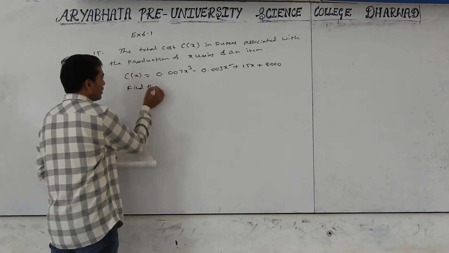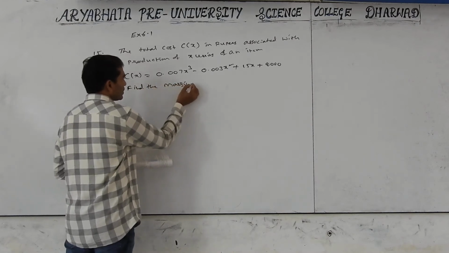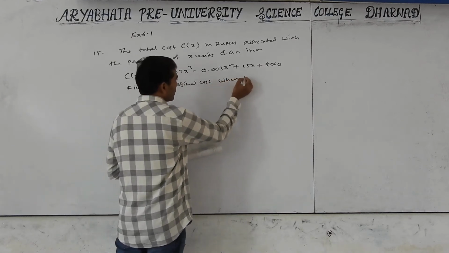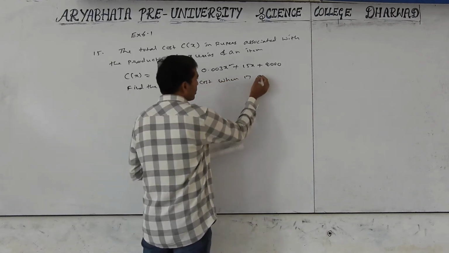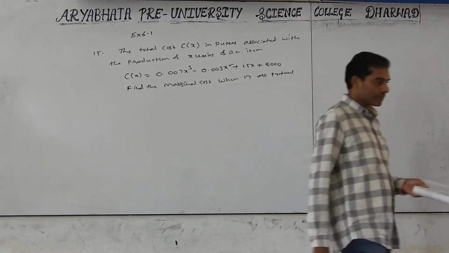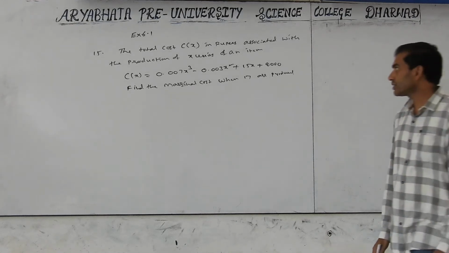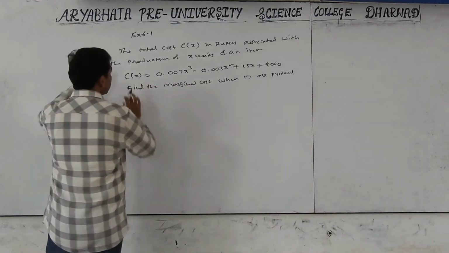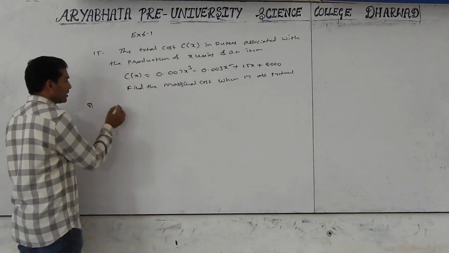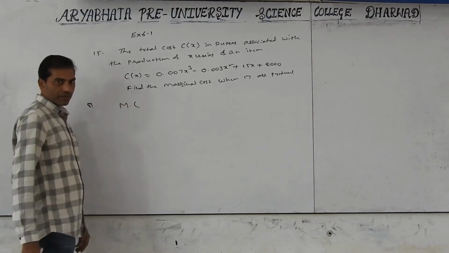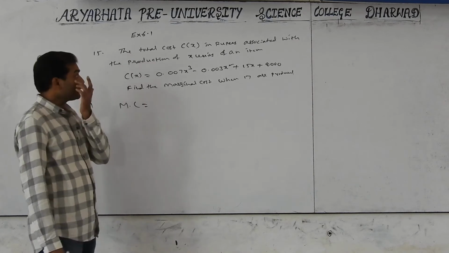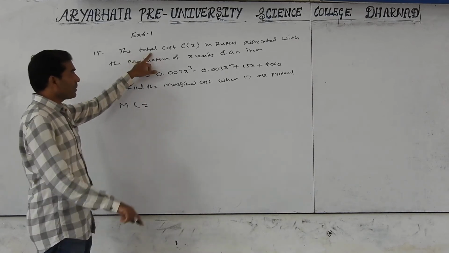Find the marginal cost when 70 units are produced. What is the marginal cost? They have given the total cost, C of x. Marginal cost, MC is the short form of that. Marginal cost means the rate of change of total cost with respect to production.